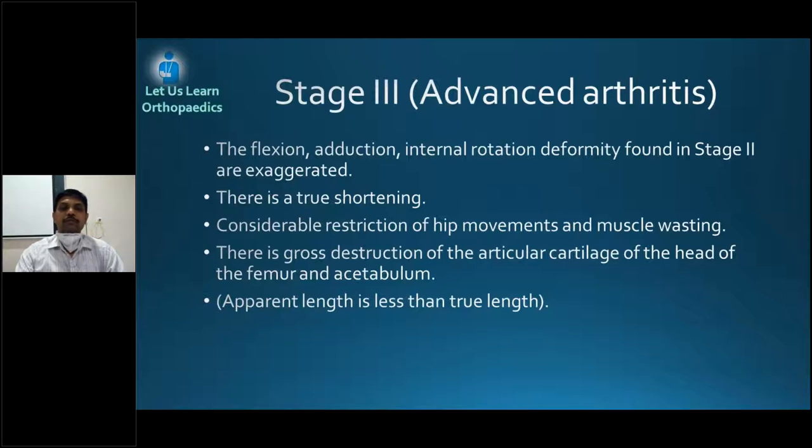So the true shortening will be more than 1 centimeter, and there will be considerable restriction of hip movements and muscle wasting. And there will be gross destruction of articular cartilage of the head of the femur and the acetabulum. Here the apparent length is less than the true length. So in the synovitis stage, the apparent length will be more than the true length, whereas in early arthritis or advanced arthritis, the apparent length will always be less than the true length because there is true shortening.